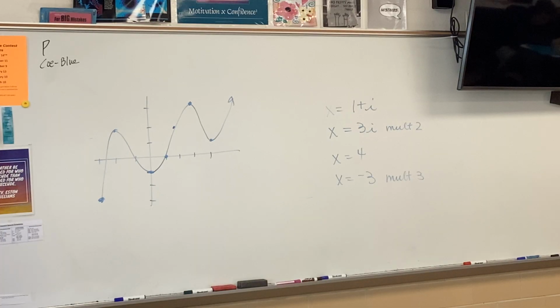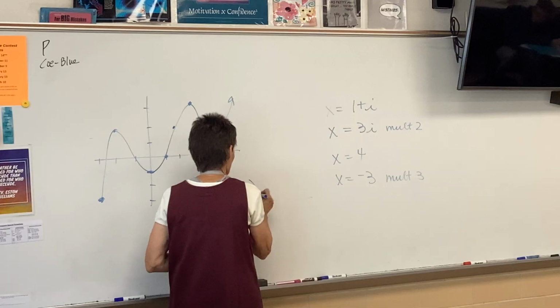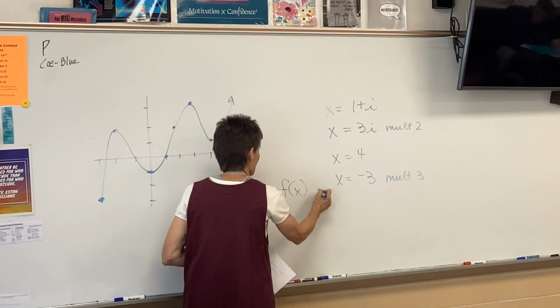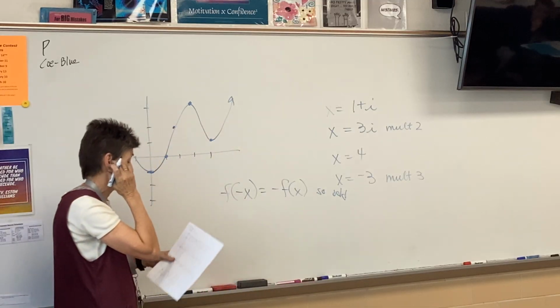That one's odd, because when you put in negative x, you got negative 3x to the 7th minus x to the 5th plus x, which is the exact opposite of the original. So you would say f of negative x equals negative f of x. So odd. That's the definition of odd right there.